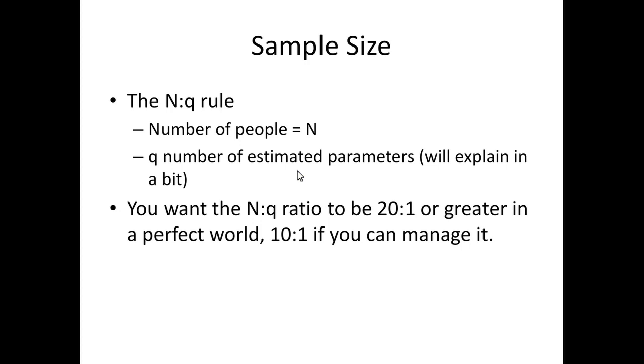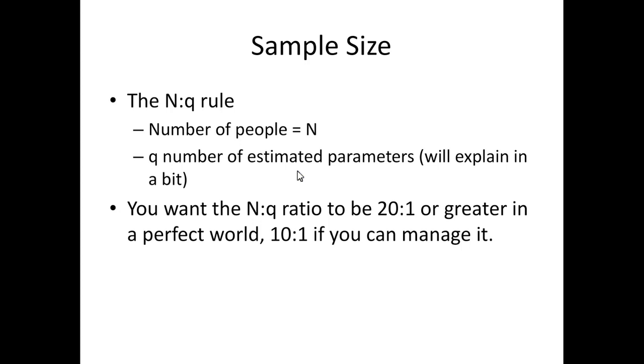So, general rule for sample size, and then getting back to identification. It's called the N:Q rule. N is the number of people in your sample, and Q is the number of estimated parameters. We'll get there in just a second. We want our N to Q ratio to be 20 to 1. So if I have 10 parameters, I need 200 people, and that's sort of the perfect world.